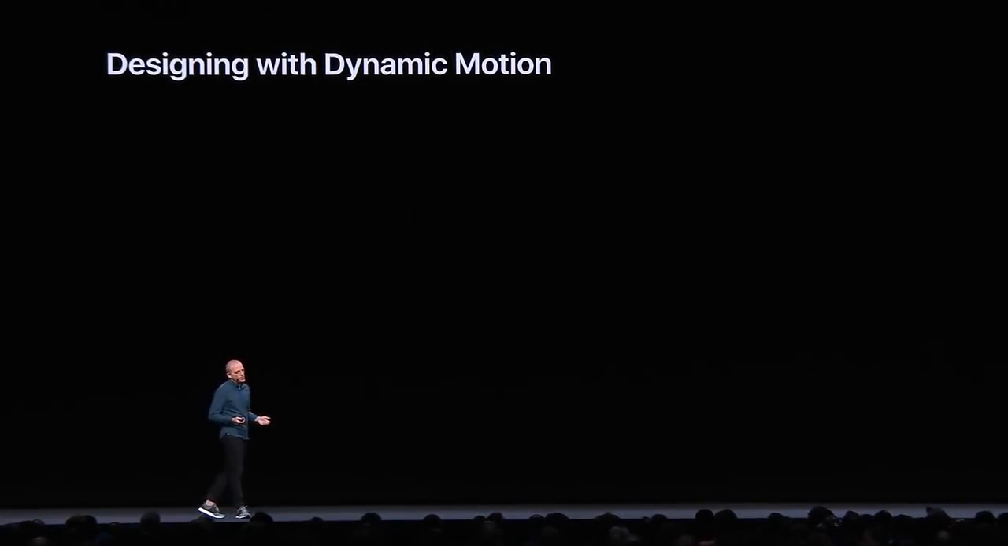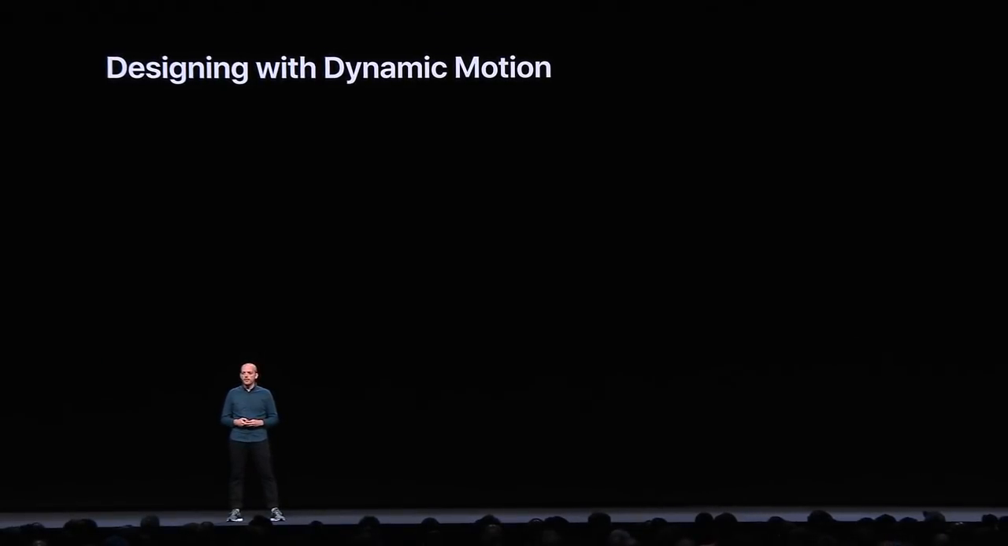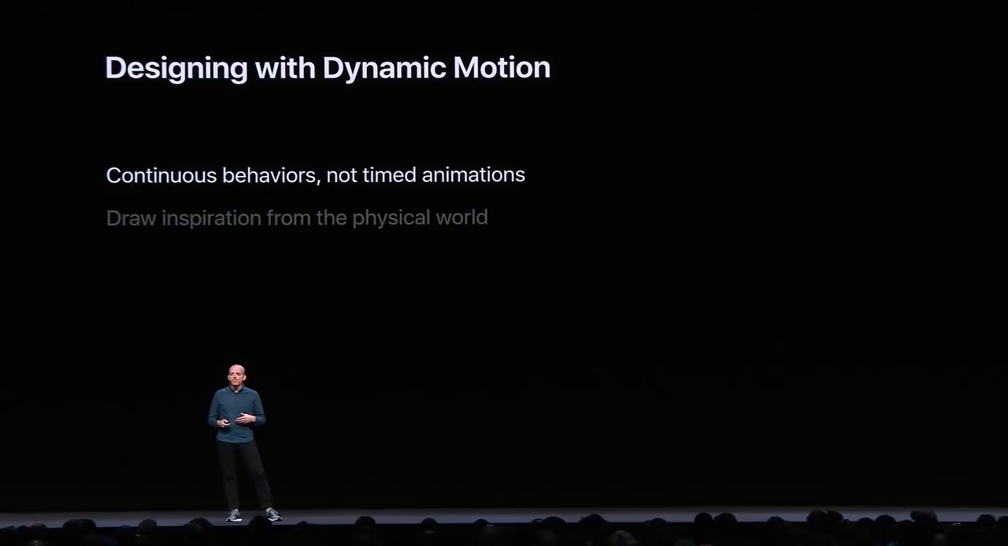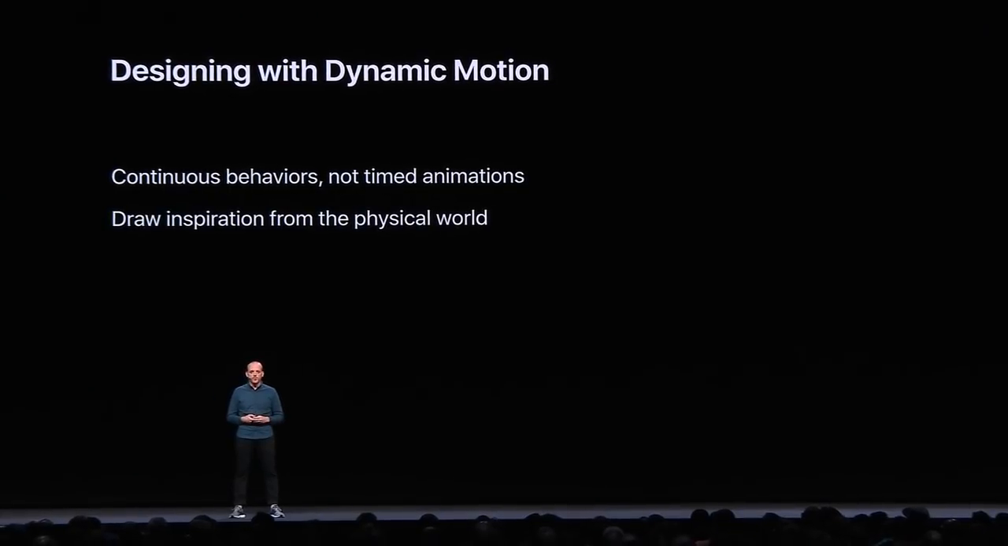So that's designing with motion, dynamic motion. Behaviors should continuously and seamlessly work in concert with interactions. We should be leaning on that shared intuition that we have for the physical world around us. The things that we learn as children about how objects behave and move in the physical world apply just as readily to our dynamic interfaces.